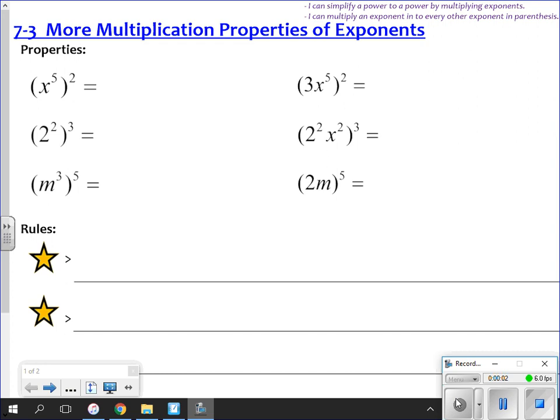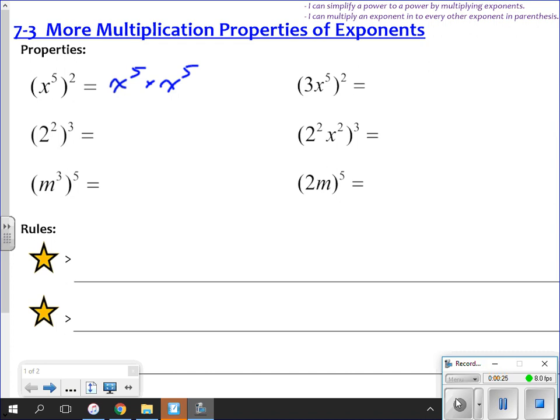So when we're dealing with properties of exponents, when we're raising something to a power to a power. If I look at this, I have x to the 5th squared. That means I'm taking x to the 5th times x to the 5th. That's what I'm doing, right? When I'm squaring something, I'm multiplying it times itself.